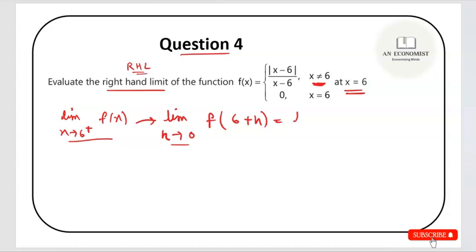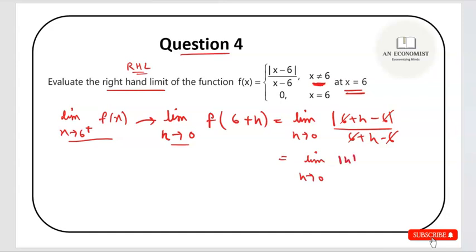Now compute this limit. Limit h tends to 0. Instead of x, write 6 + h, right? Then you have (6 + h - 6) divided by |6 + h - 6|. Just cancel these things out and you will be left with limit h tends to 0 of h by |h|. Now one thing I forgot to mention, h has to be greater than 0. This is a restriction on h.